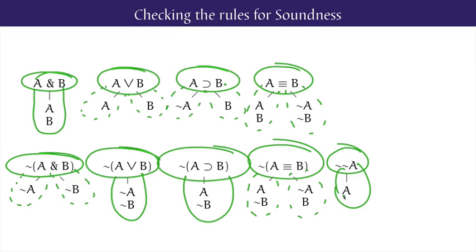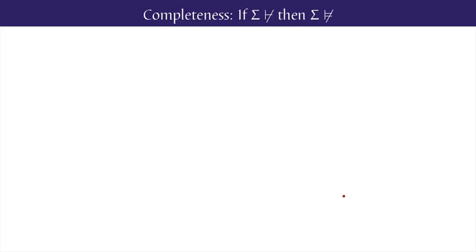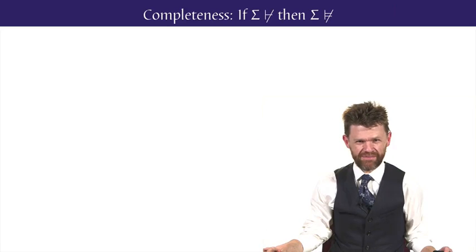So we've shown that each of the rules keep us within the safe zone, and this completes our justification of the soundness result. If sigma is a set of satisfiable formulas, then it's consistent, or if sigma is inconsistent, then it's unsatisfiable. Completeness is the converse of this result.